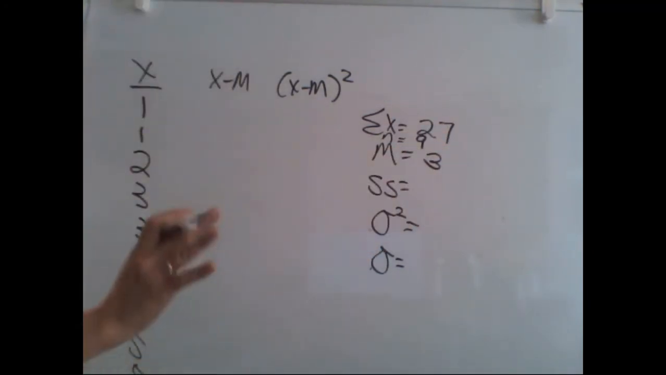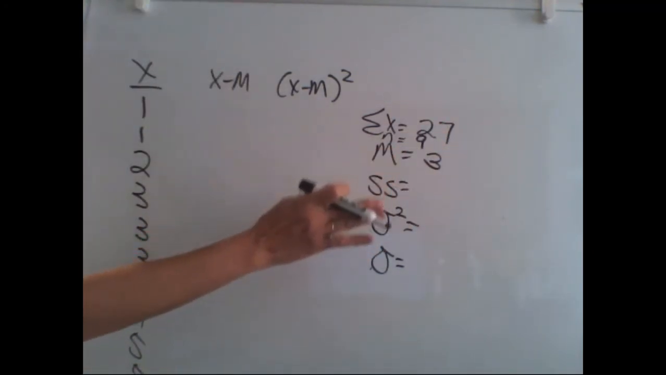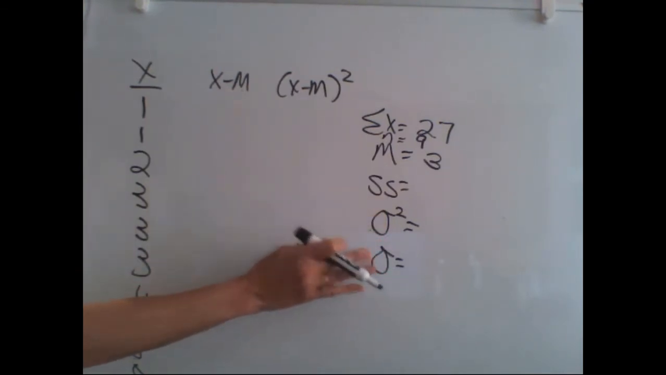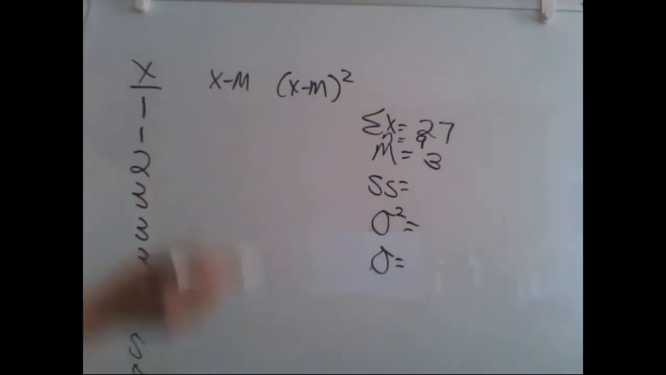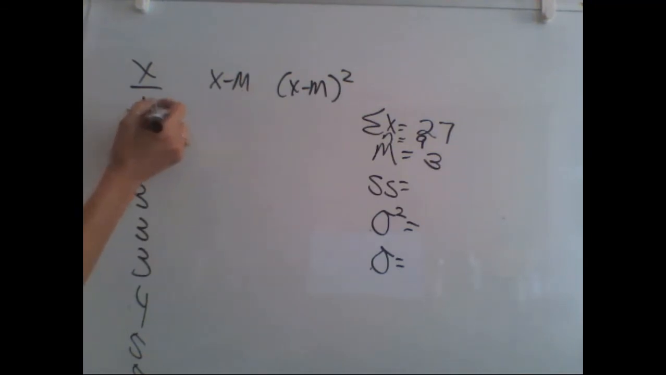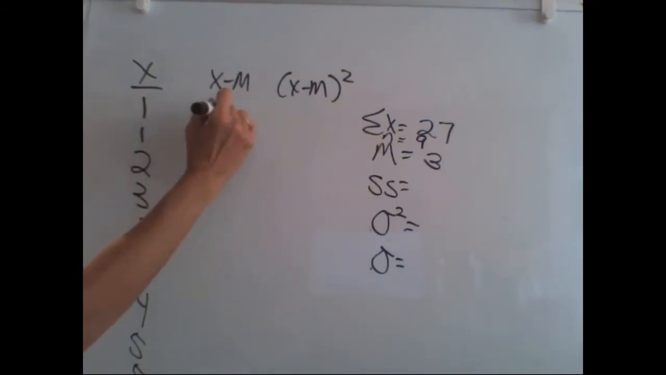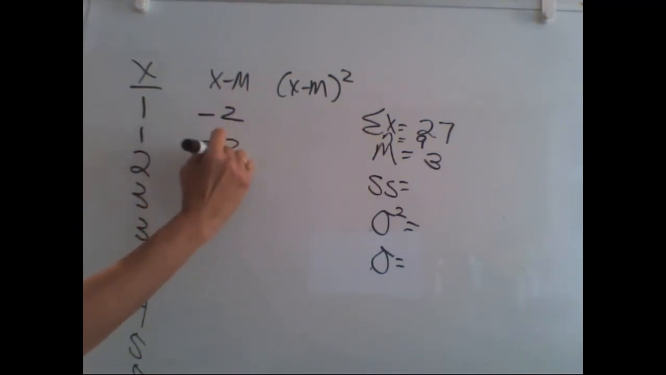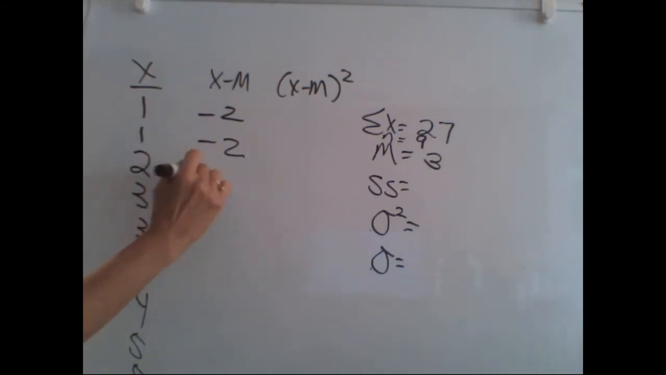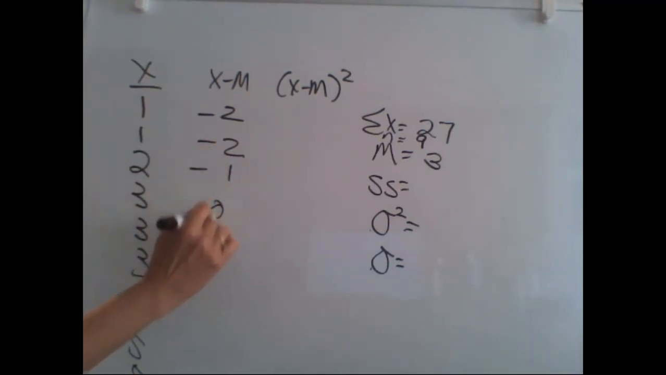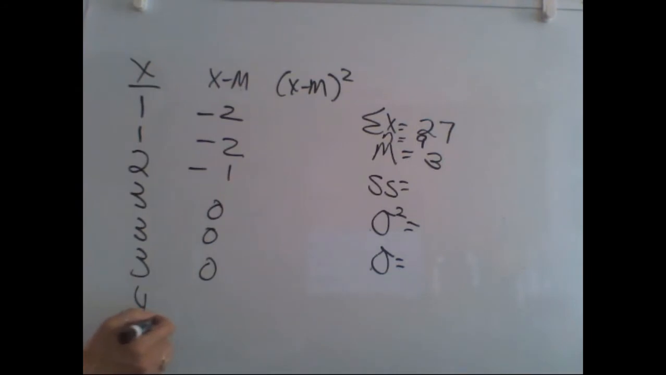Now I have everything I need to know to find sums of squares, population variance, and population standard deviation. So here we go. We have 1 minus the mean of 3. That makes it negative 2. Negative 2. 2 minus 3 is negative 1. 3 minus 3 is 0 a couple times here. 4 minus 3 is 1. 5 minus 3 is 2. And 5 minus 3 is 2.